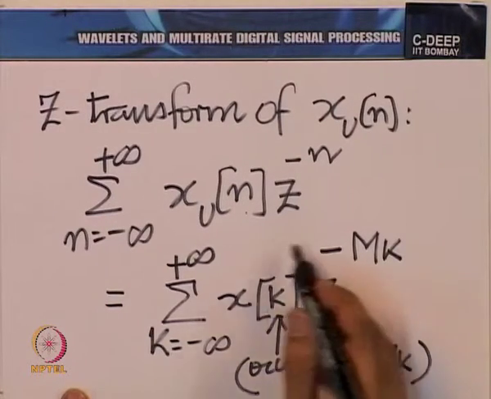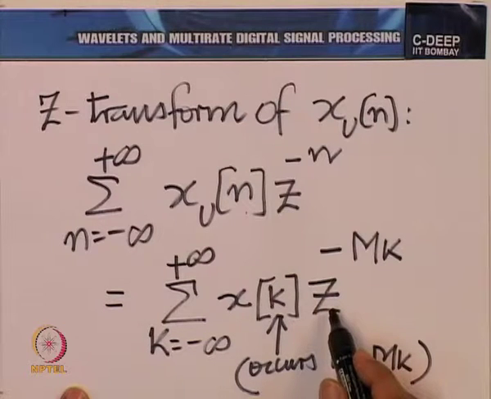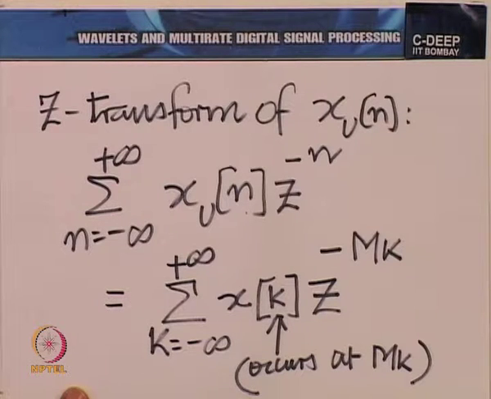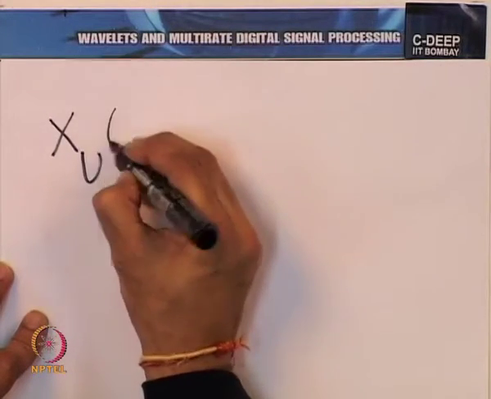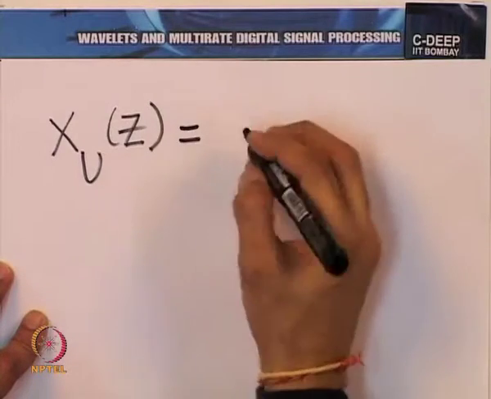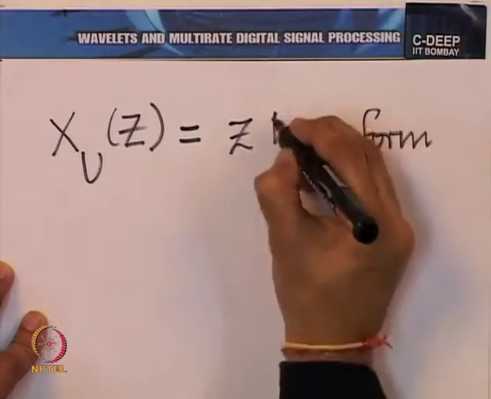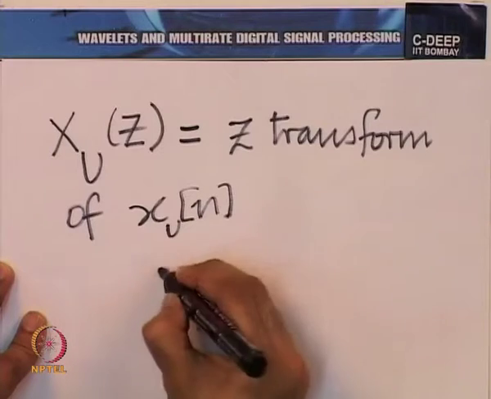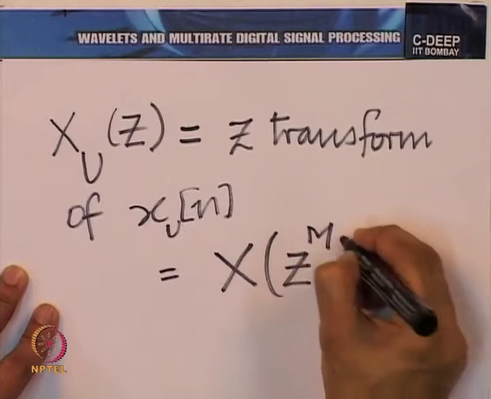Now, this is a familiar expression. This is very like the z transform of x, except that you have replaced z by z raised to the power capital M. So, in fact, there we have a very simple relationship for X u z to X z. Indeed, the z transform of the sequence x u n, namely capital X u z, is the z transform of the sequence x with z replaced by z raised to the power M.